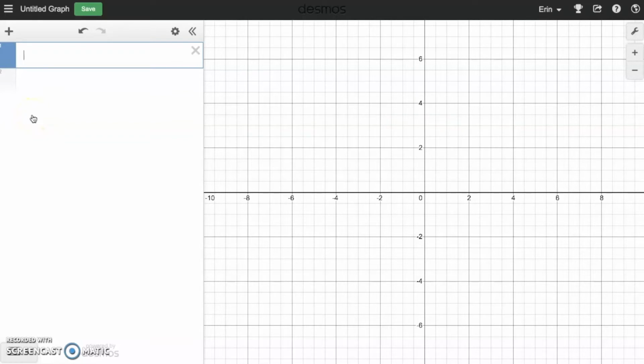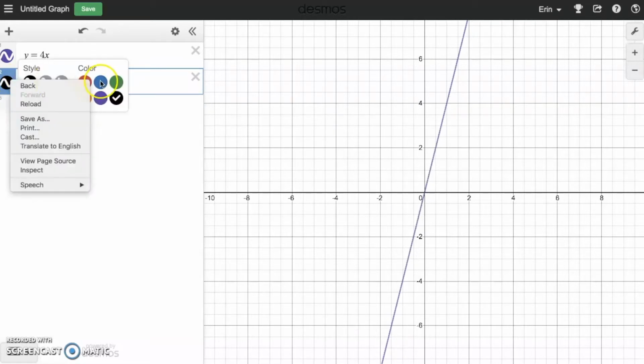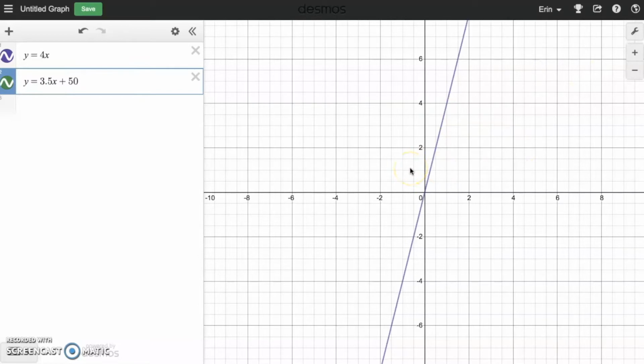All right, so here we are in Desmos. We're going to graph our lines. So we have Anna at y equals 4x, and we have Ray at y equals 3.5x plus the 50-meter head start. I'm going to change this to be green so it's a little closer to the color we used to write the equations. Now you can see right now that I can't even see where Ray starts running, so I need to adjust the scale of my graph.